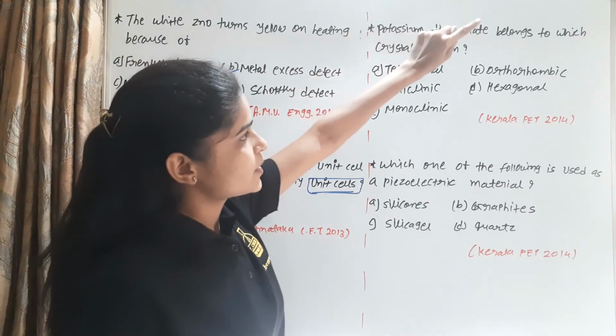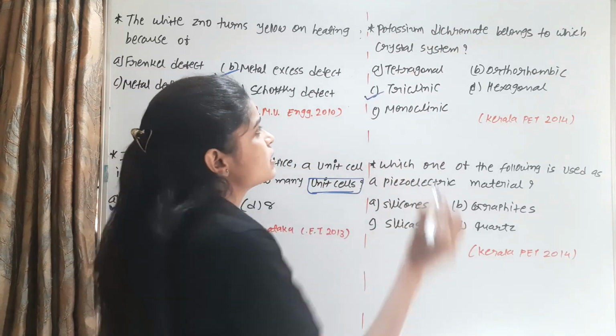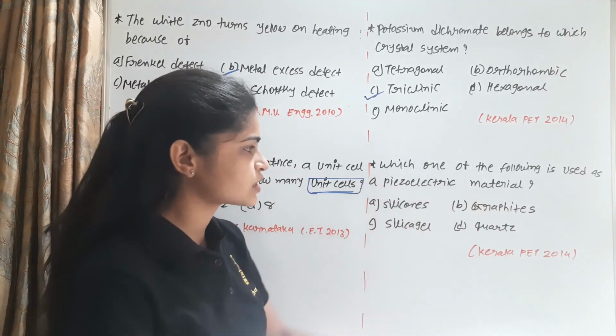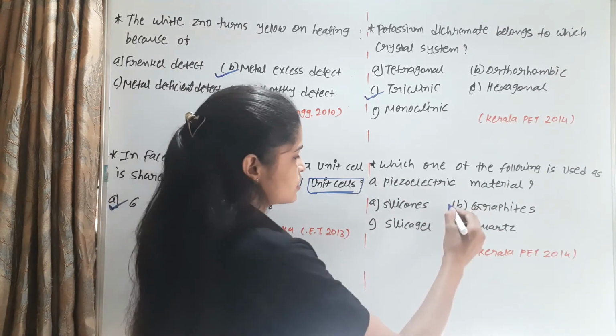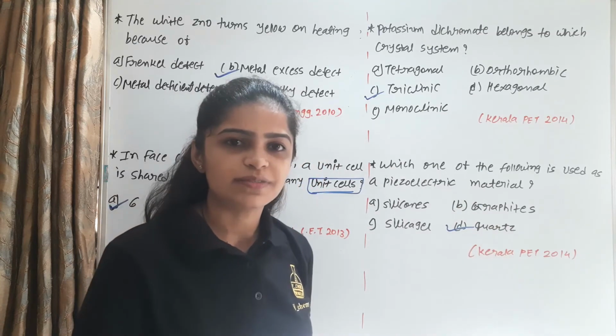Next, potassium dichromate belongs to which crystal system? It belongs to the triclinic crystal system. Which one of the following is used as a piezoelectric material? Quartz is used as the piezoelectric material.